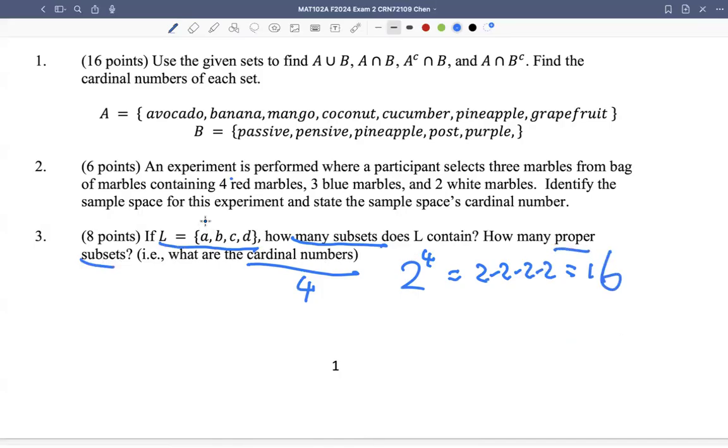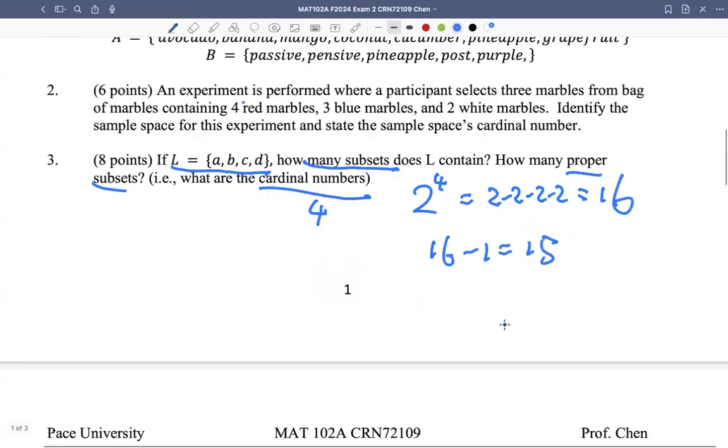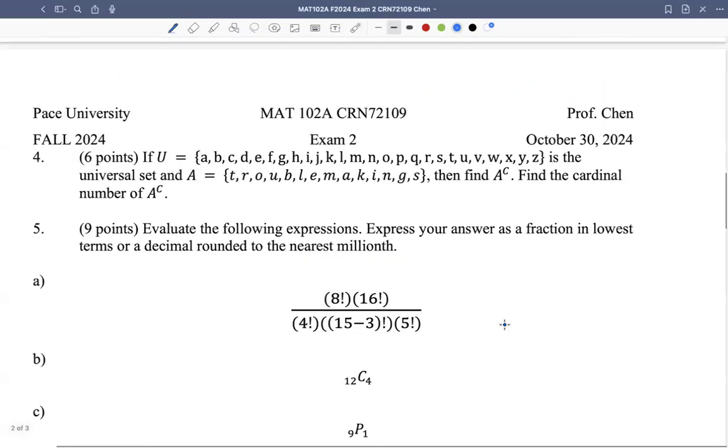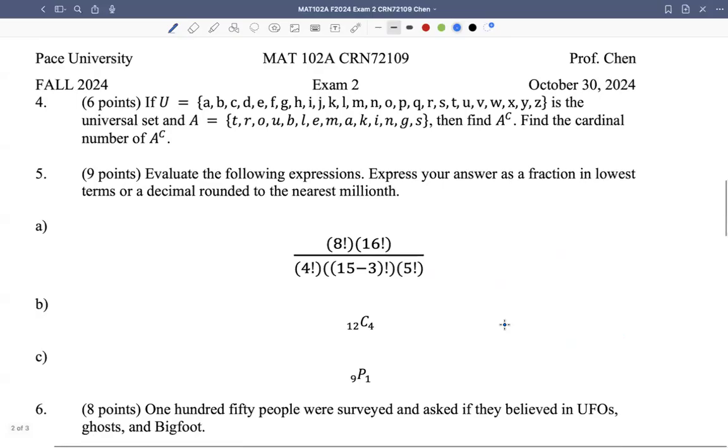Remember, only the set itself is not proper. The rest of the subsets are proper, meaning they have fewer elements. So only 16 minus 1, so 15 proper subsets. So this question is pretty simple if you know how to do it. Now let's see number 4. Number 4 is worth 6 points.